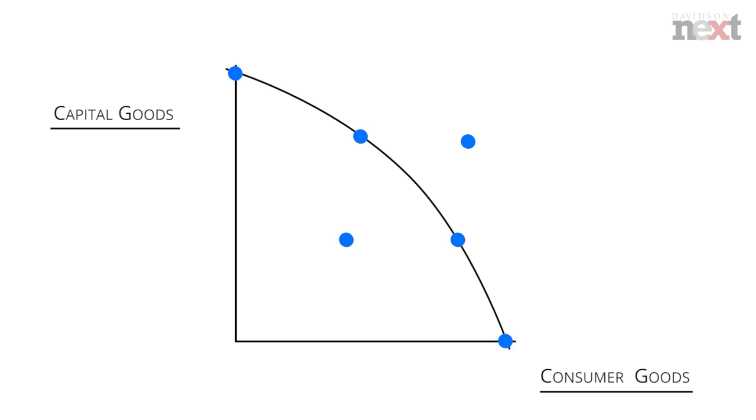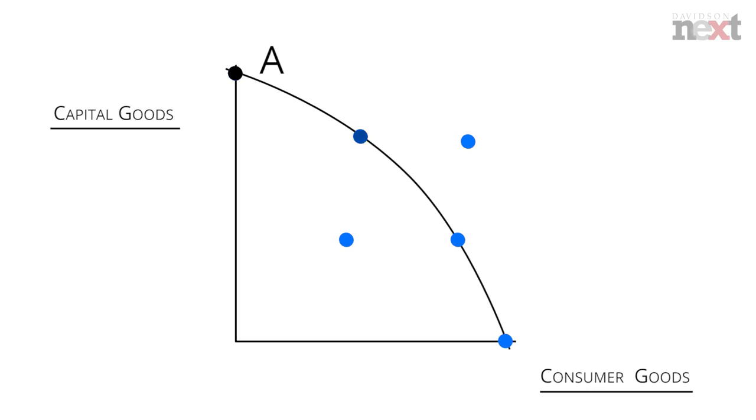We can look at a point where all resources are allocated to producing capital goods, and that would be this point. We'll just label it A. And at point A, all resources would be directed for producing capital goods and 0 producing consumer goods, and that's what the point reflects.